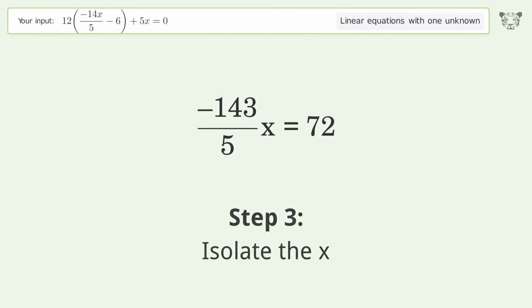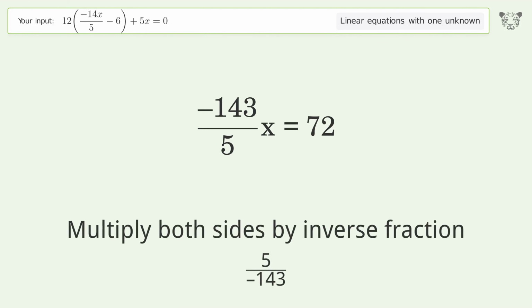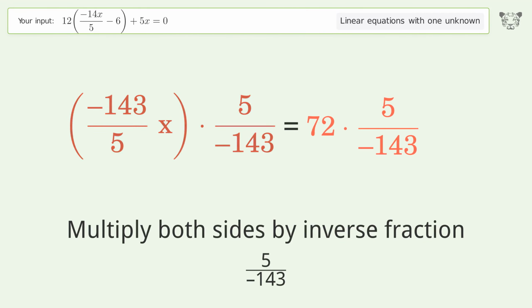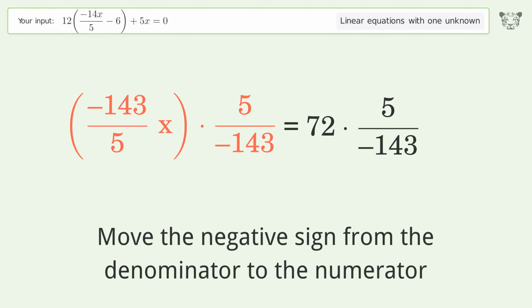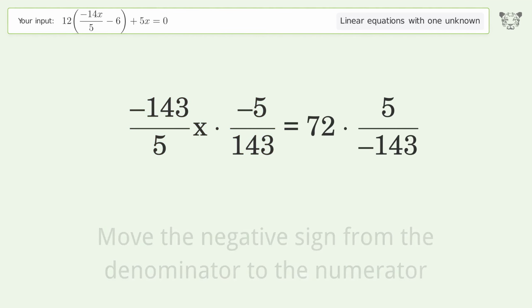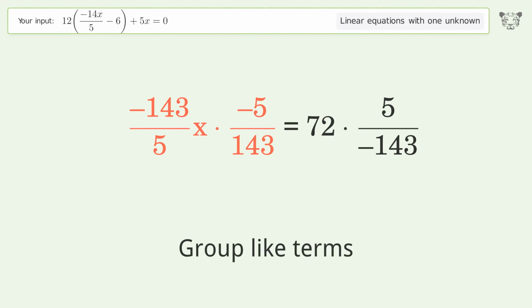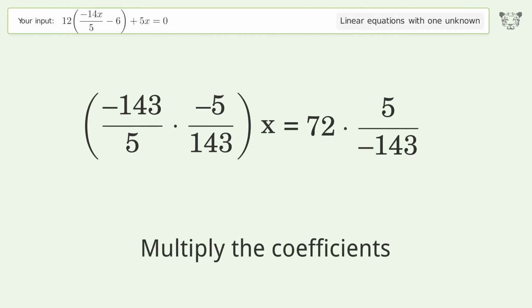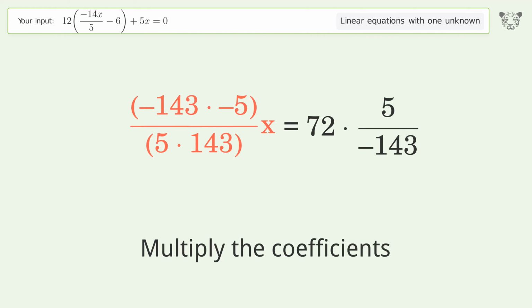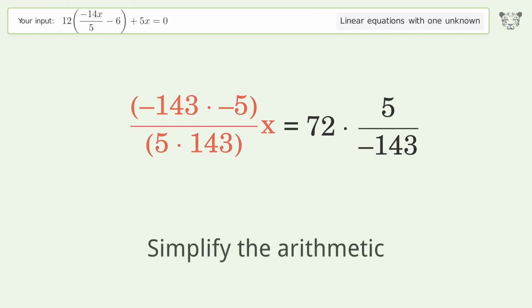Isolate the x. Multiply both sides by inverse fraction 5 over negative 143. Move the negative sign from the denominator to the numerator. Group like terms. Multiply the coefficients. Simplify the arithmetic.